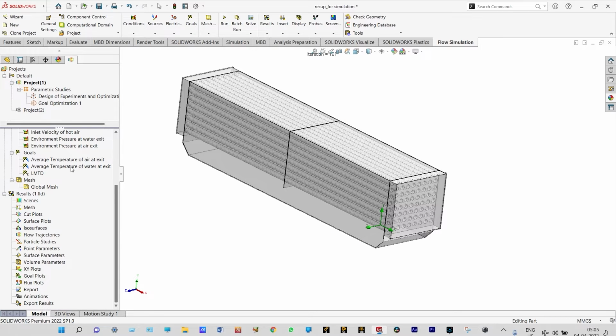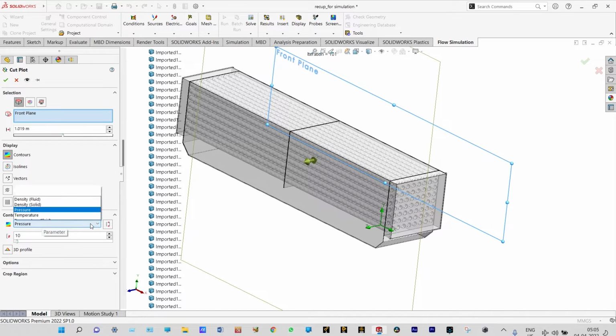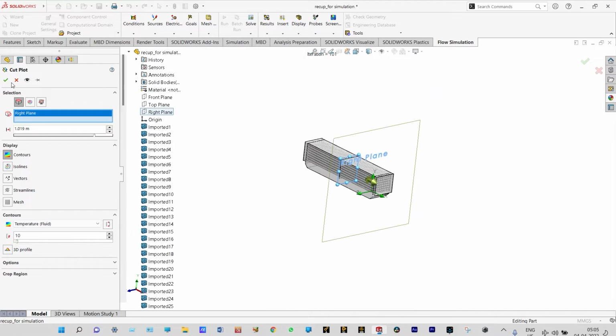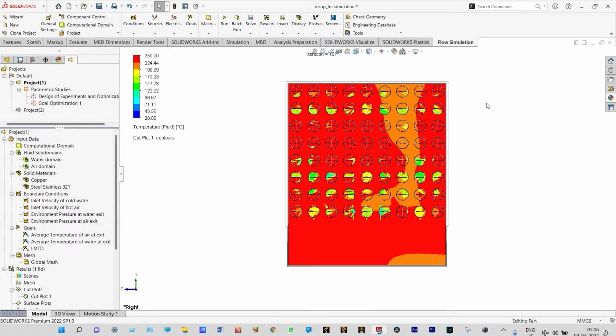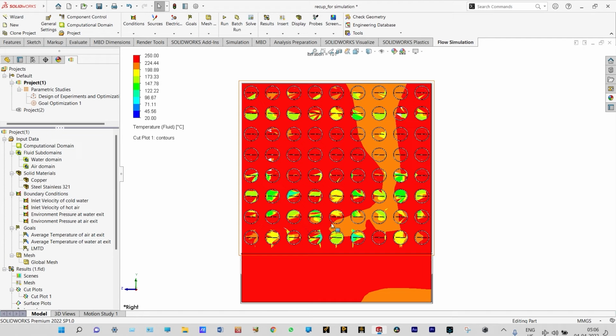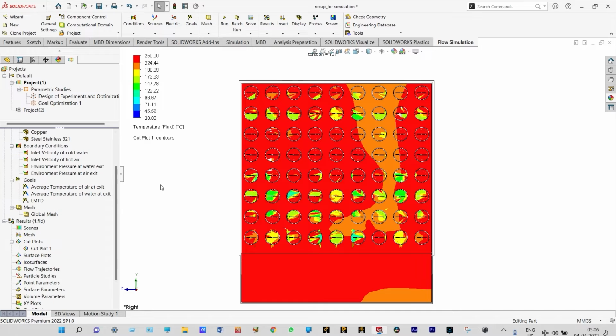First of all, it will be cut plots of temperature distribution from different planes, right? So cut plots, insert cut plots, and you will see temperature distribution. It will be temperature of fluid, and you will see that one from the right plane. Green check. So you can see inside these pipes temperature is different. It is having mixed zone. Let us see this cut plots in the form of an animation.